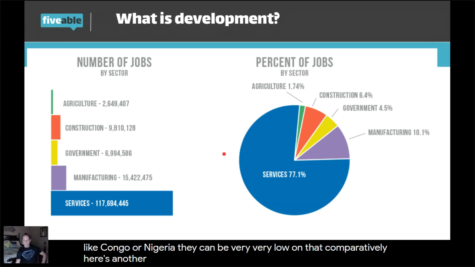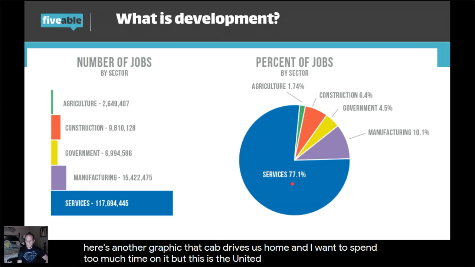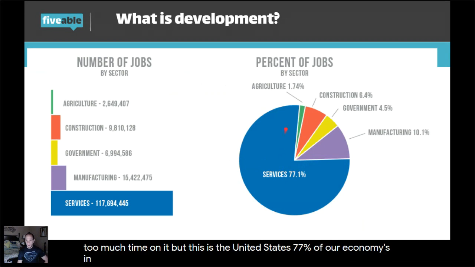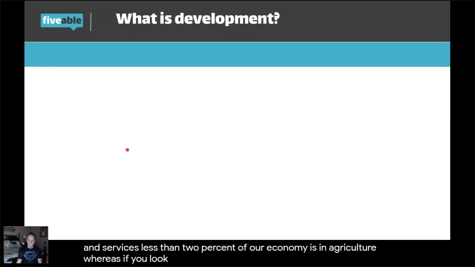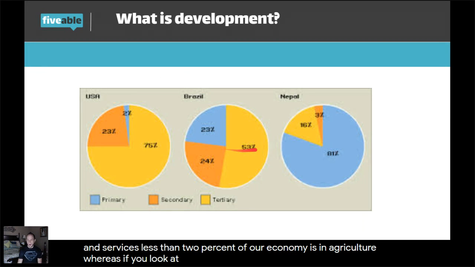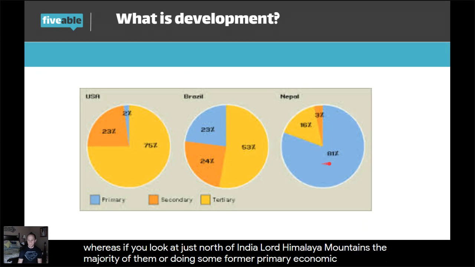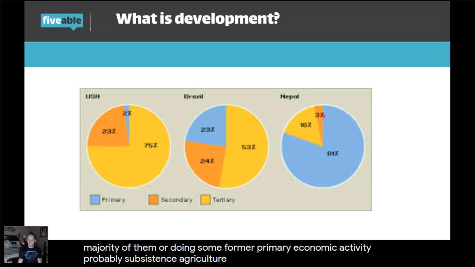Here's another graphic that kind of drives this home, and I don't want to spend too much time on it, but this is the United States. 77% of our economy is in services, less than 2% of our economy is in agriculture. Whereas if you look at Nepal, which is just north of India along the Himalayan mountains, the majority of them are doing some form of primary economic activity, probably subsistence agriculture, and only 3% manufacturing and 16% services.